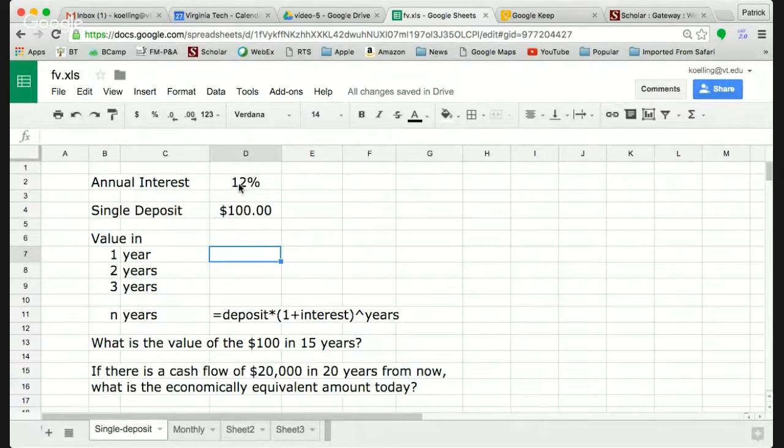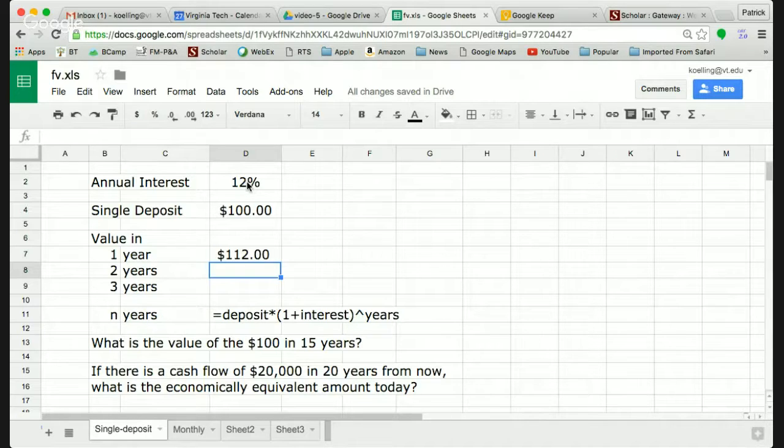Our annual interest rate here is 12%. We have a single deposit today of $100. We'll look at its value in a number of years in the future. So this first part, we should know how to do this. In 1 year from today, the value that we have in 1 year is equal to our $100 that we began with times 1 plus the interest rate, or $112.